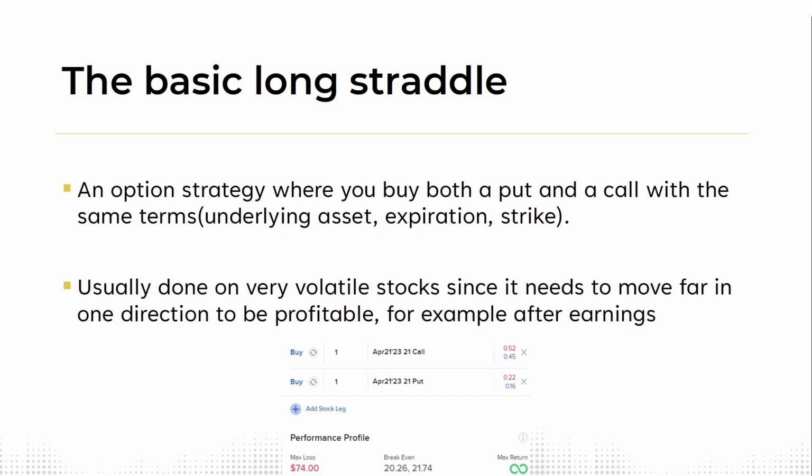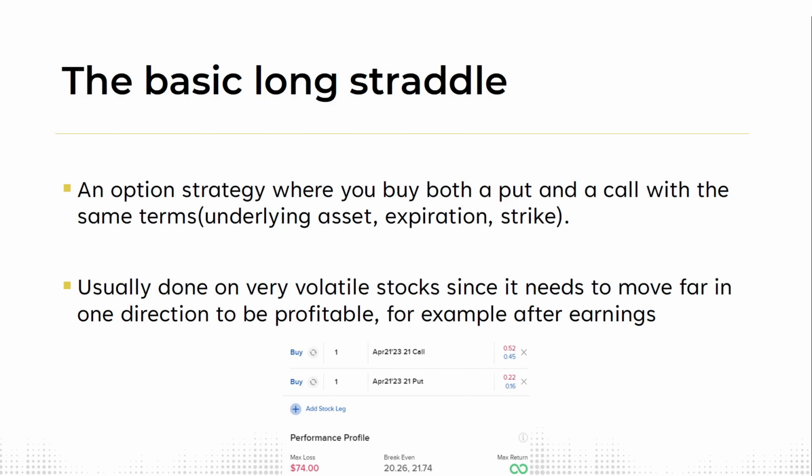And this means that I know that something is going to happen, but I don't know whether it will go up or down. And as you see there, I paid 0.52 for the call and way less for the put, 0.22. So if you add that, that's 74. So my maximum loss on this gamble will be 74 bucks. And the max return is infinite. But yeah, let's not hope too much on this play.